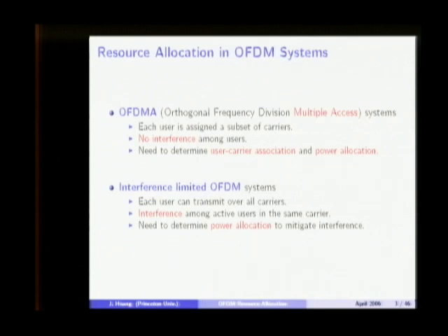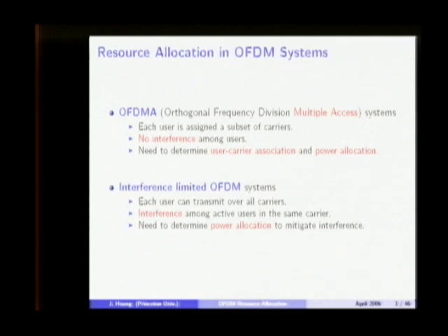The first is the OFDMA system, where, let me stand this way so that you can see, OFDMA is the orthogonal frequency division multiple access standard, where everybody is assigned a subset of the total carriers in the system. Assuming we are only looking at a single base station, single cell case, there is no interference among users. The resource allocation there is to determine the user-carrier association, that is, how to allocate users to the carriers, and also the corresponding power allocation on these carriers.